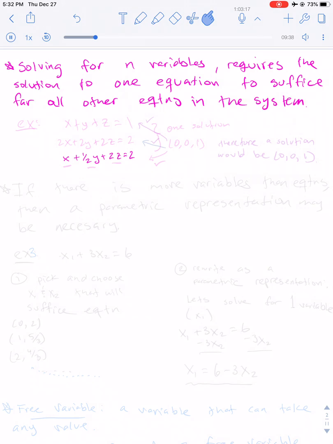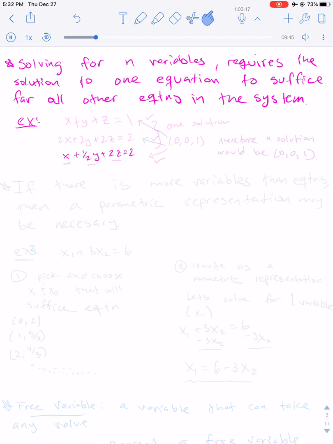Meaning, if you solve for one equation, so let me write an example. So example, x plus y plus z equals 1. 2x plus 2y plus 2z equals 2. And with the third equation, x plus 1/2 y plus 2z equals 2. Now, one possible solution could be 0, 0, 2. Oh, I apologize. 0, 0, 1.